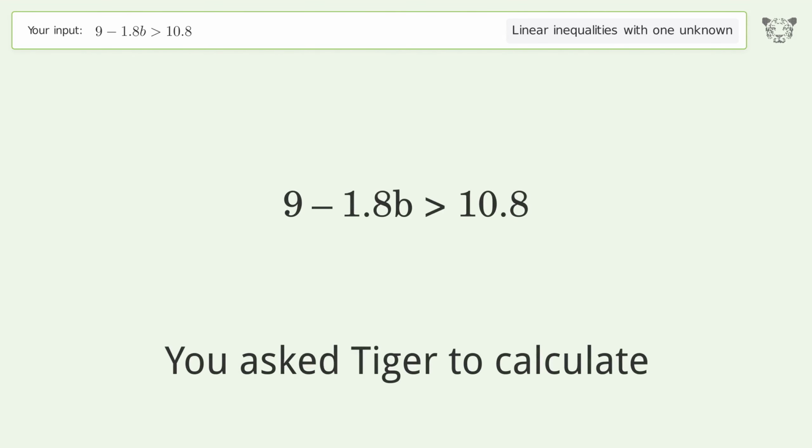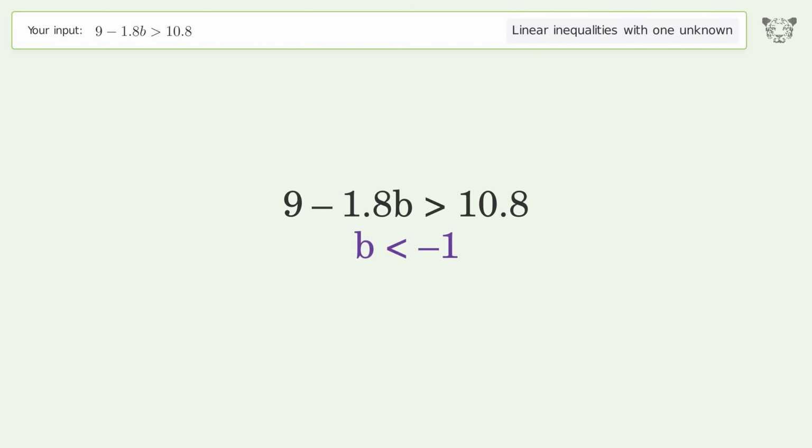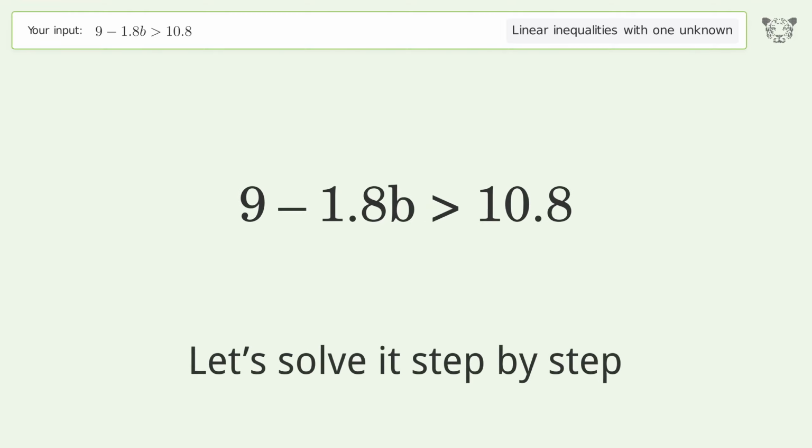You ask Tiger to calculate. This deals with linear inequalities with one unknown. The final result is b smaller than -1. Let's solve it step by step.